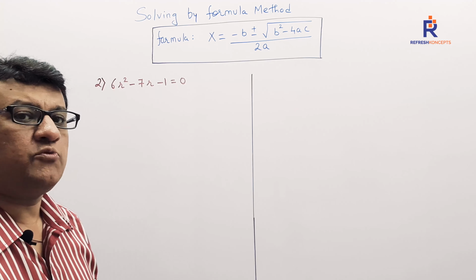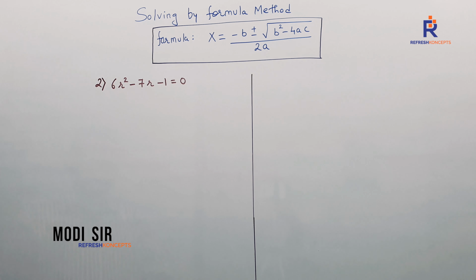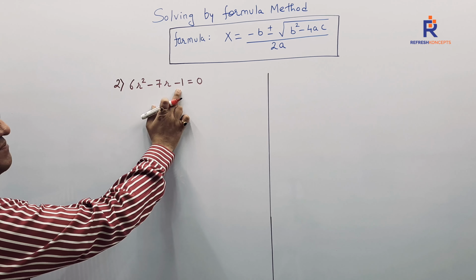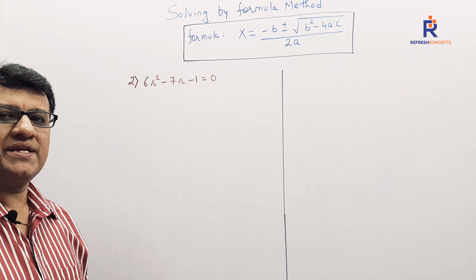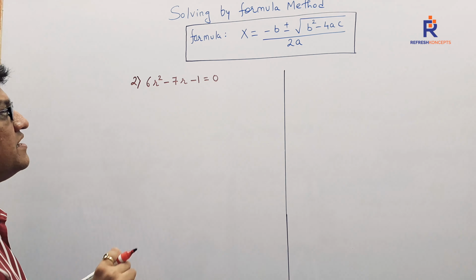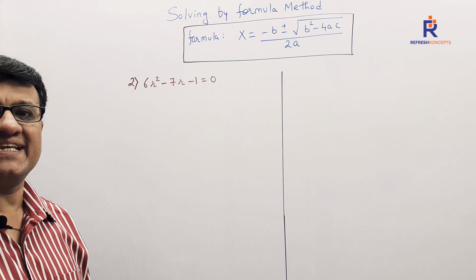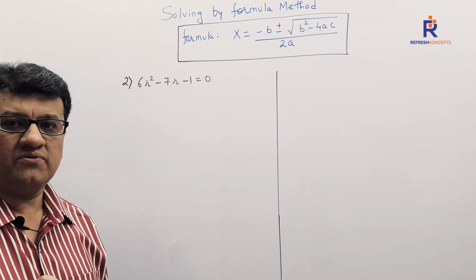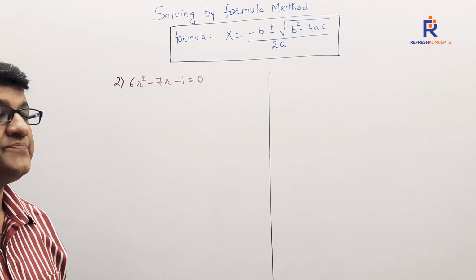So children, let's take one more sum based on the formula method. This sum says 6r square minus 7r minus 1 equals 0. Only one care I want you people to take: our variable has changed. Unlike in the first sum, where it was x, now it is r. So be very careful with whatever I have to say, right? Examiners do think about all these things when they assess the paper.